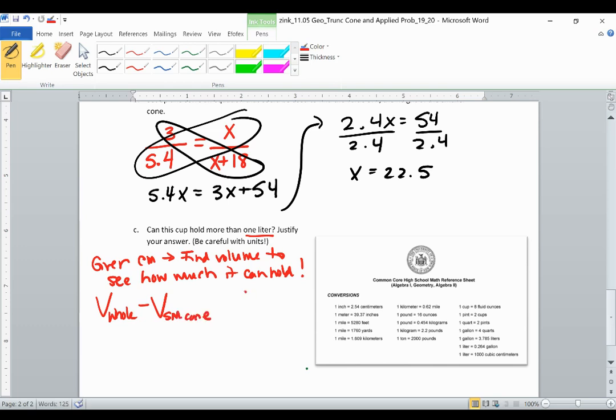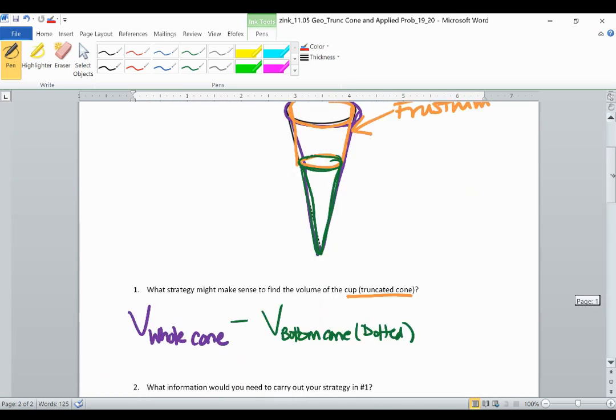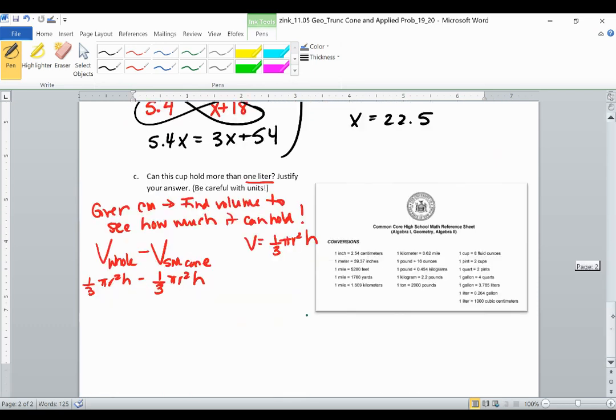We also need to know our formula, which we said on the front was 1/3 pi r squared h. So for each of these, we're using that same formula. So I'm going to have 1/3 pi r squared h minus the volume of the small one, 1/3 pi r squared h. So now let's find what is the radius of the whole cone, of the big cone. So the radius of the big cone, so this gray cone right here, that whole thing, is 5.4. So I'm going to substitute that in for my radius.